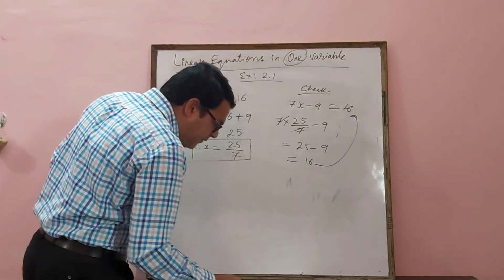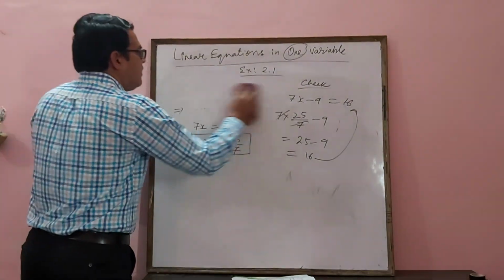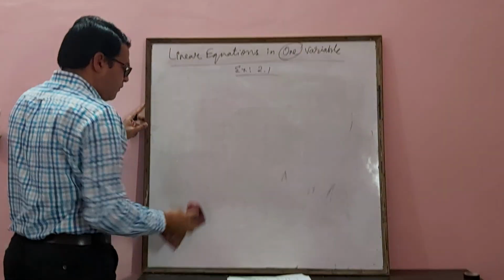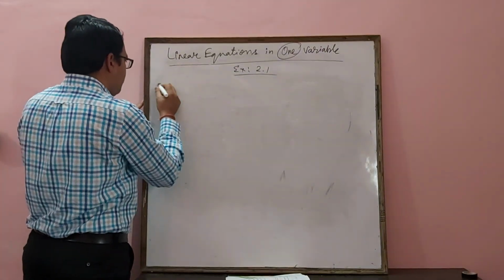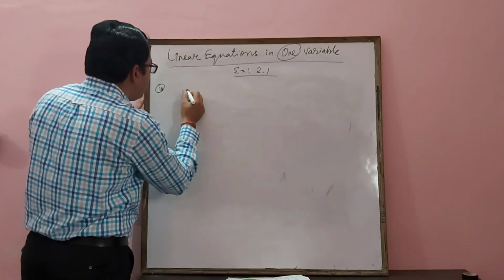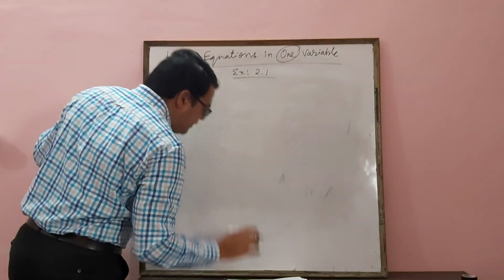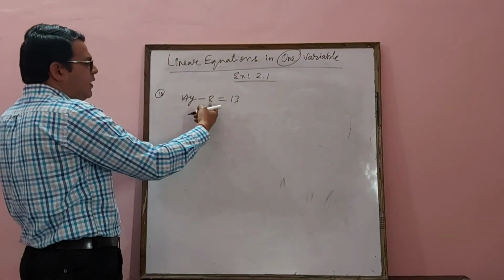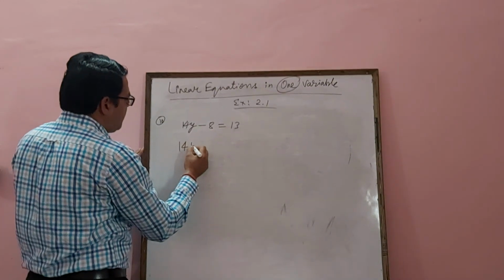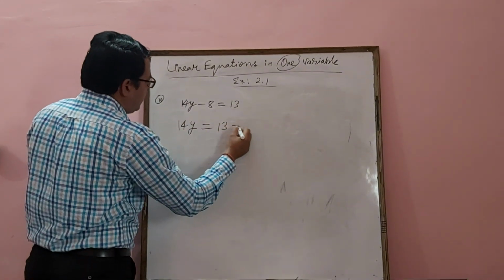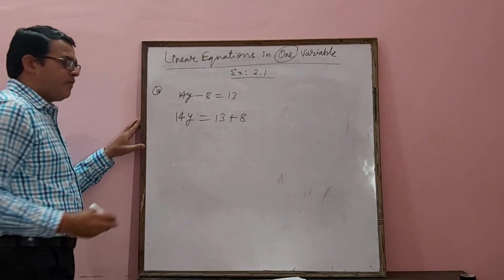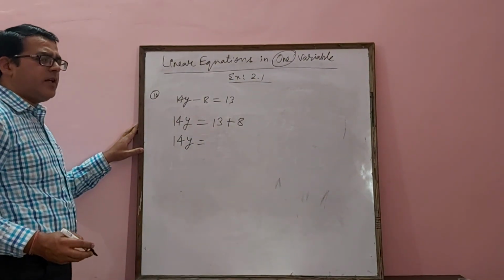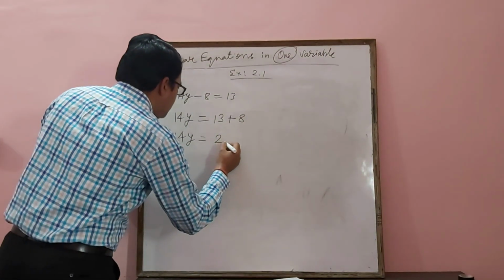Okay, 2 questions are left. I am solving both the questions. Question number 10 I am taking here. 14y minus 8 equals 13. Now see, you need to shift this 8 to the right hand side. So we can write it as 14y equals 13 plus 8. What is 13 plus 8? This is 21.